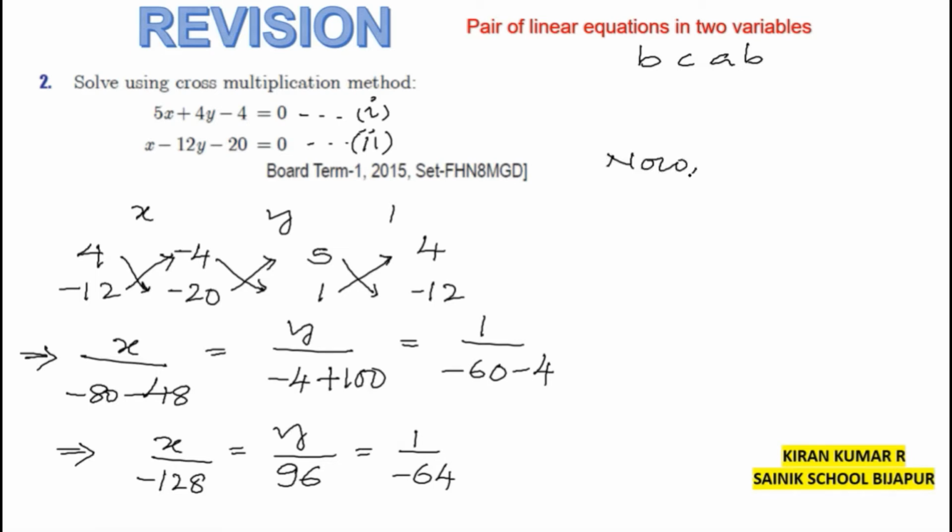Now consider x divided by minus 128 equal to 1 divided by minus 64. 64 twos are 128. So when you cross multiply, you will be getting the value of x as positive 2.